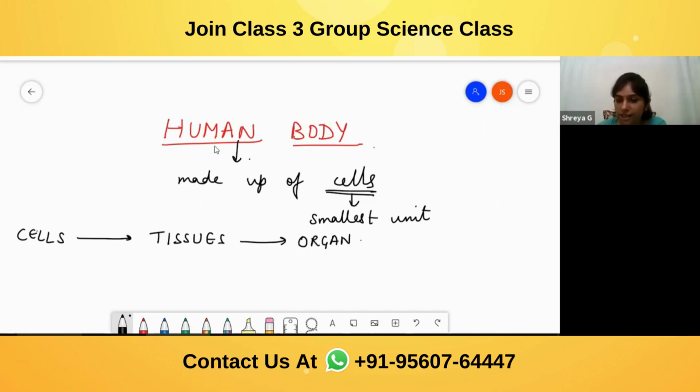And then the organs combine to form an organ system. All the organ systems, like respiratory system, digestive system, nervous system, skeletal system, combine to form an organism. Organism means like we are organisms. Is this much clear to everyone?